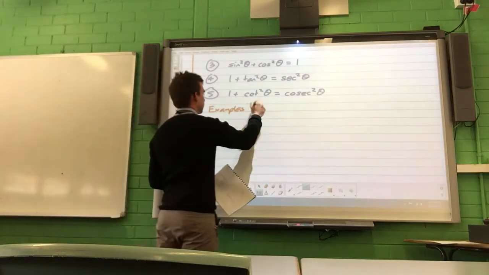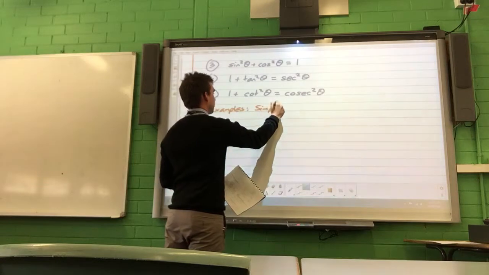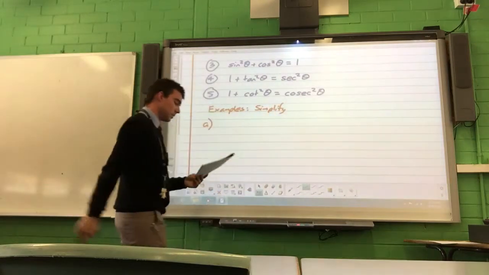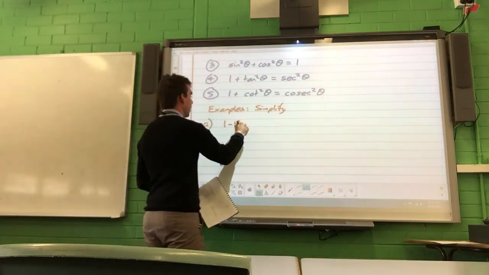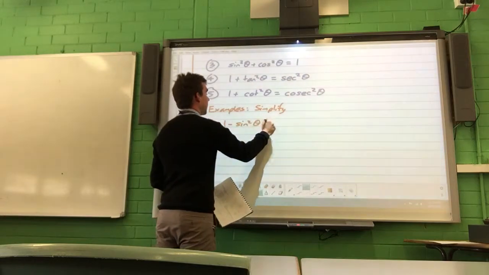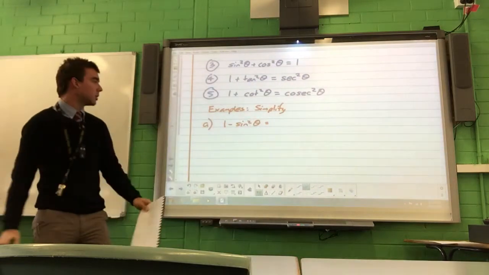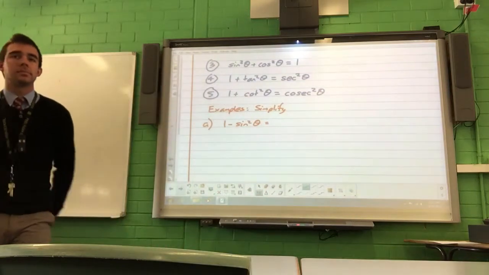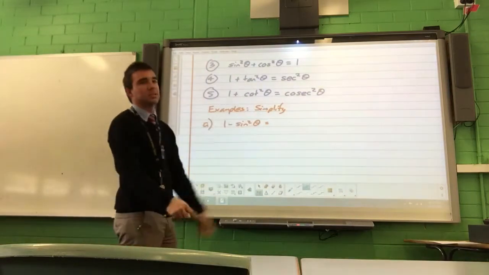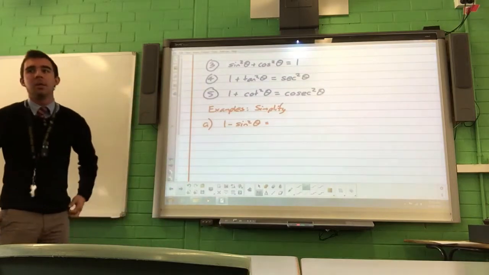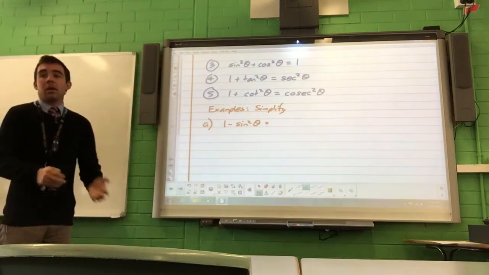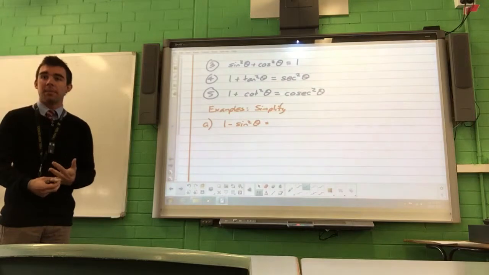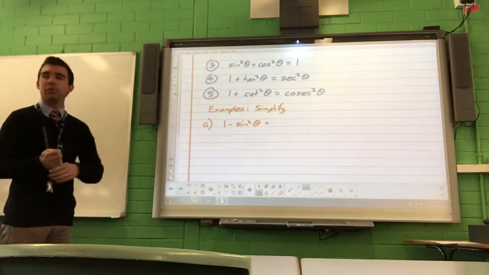Right, example. Simplify. Right, so 1 take away sine squared theta. Simplify that. Oh, sorry, x. Doesn't matter. Theta. Oh, it had x in your notes, but it's just a variable. Right, so what can I simplify that expression to?